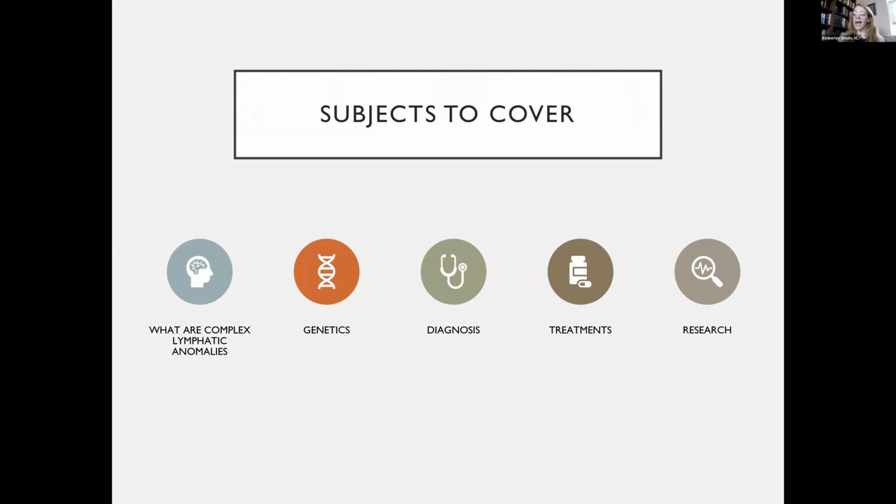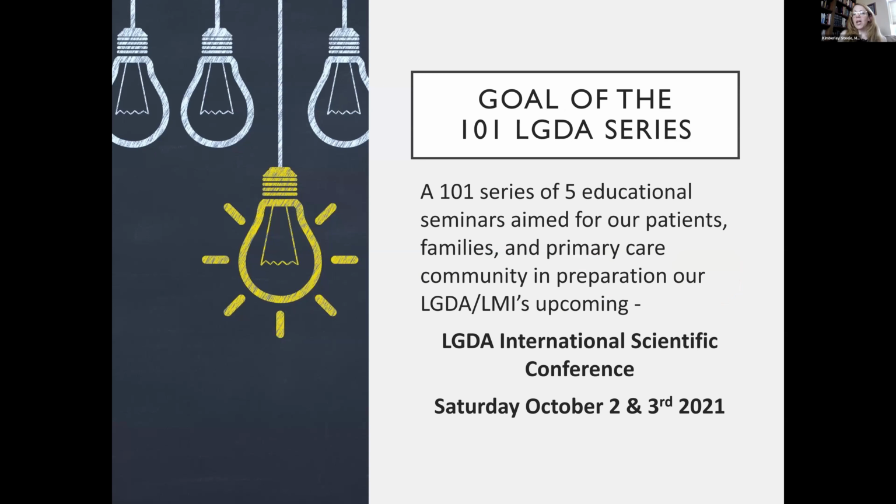We have already done 2 of the webinars. We've talked about genetics, and we've talked about the diagnosis. And on August 30th, we will talk about complex lymphatic anomalies as just a general topic. But today, I'm super excited to have 2 incredible scientists talk about research. This tells us about the goals of our LGDA series and the conference. Don't forget that date. I hope you'll all join us. It is a free virtual online session for 2 days.